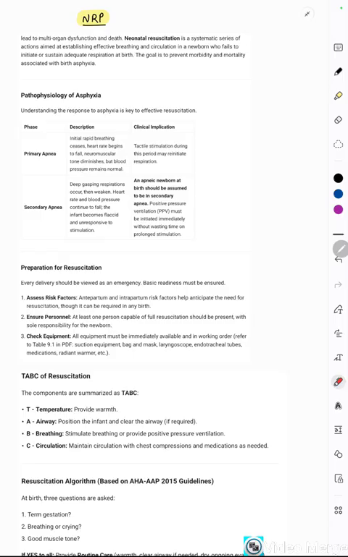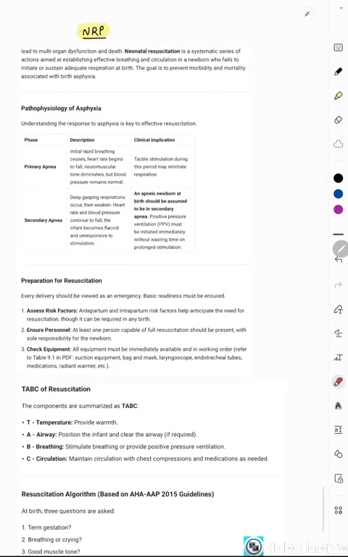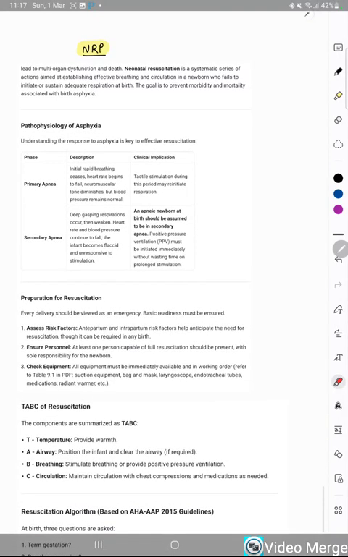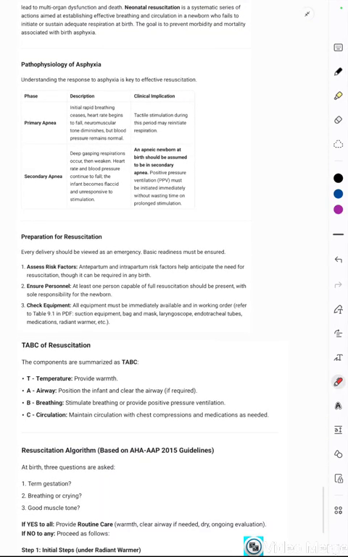The pathophysiology of asphyxia consists of a primary apnea and a secondary apnea. In primary apnea, there is initial rapid breathing, which ceases, and the heart rate begins to fall. The tone decreases and blood pressure, however, remains normal. In primary apnea, tactile stimulation done during this period may reinitiate the respiration.